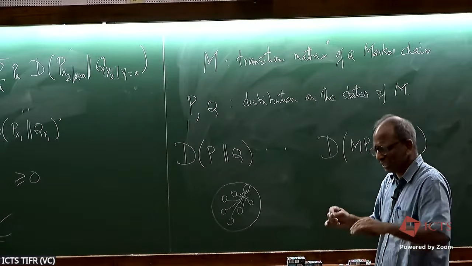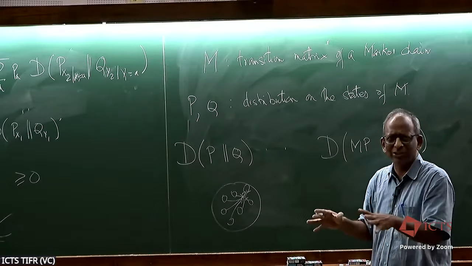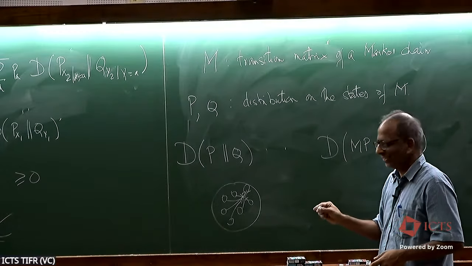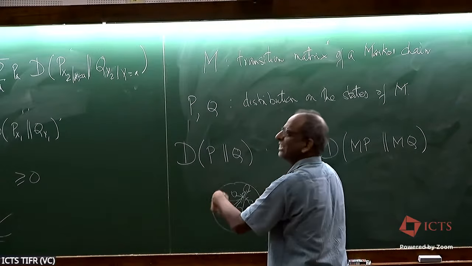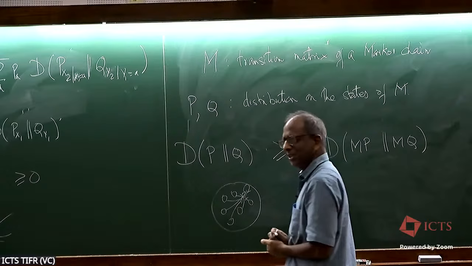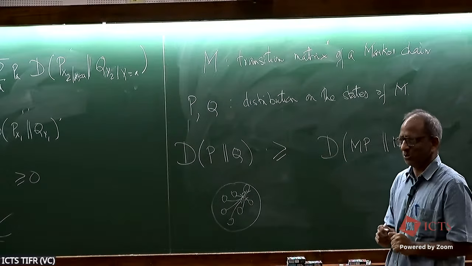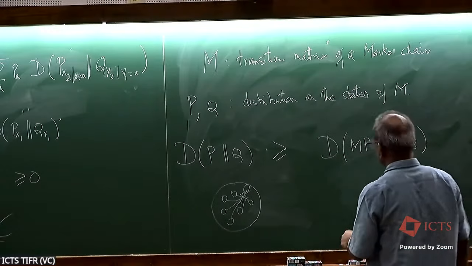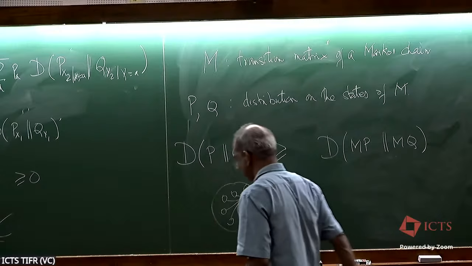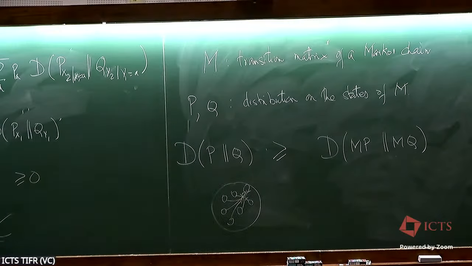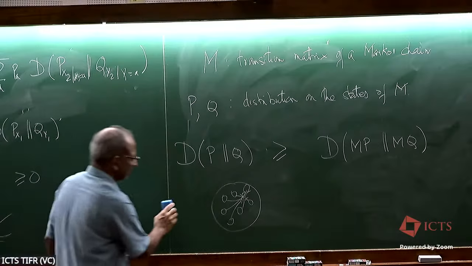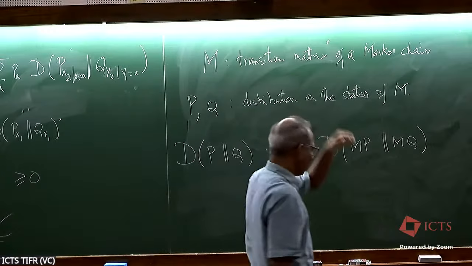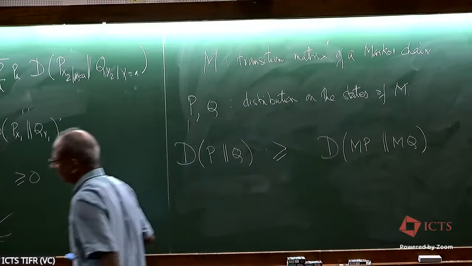So which way should the inequality work if our intuition is correct? Running a Markov chain is only going to mix them up, make it harder to distinguish. Do you believe that? So then which one should be bigger than which one? Left should be bigger? D is distinguishability. And this is a theorem. This is always true. So let us try to prove it in some way. Okay, I'll erase this.